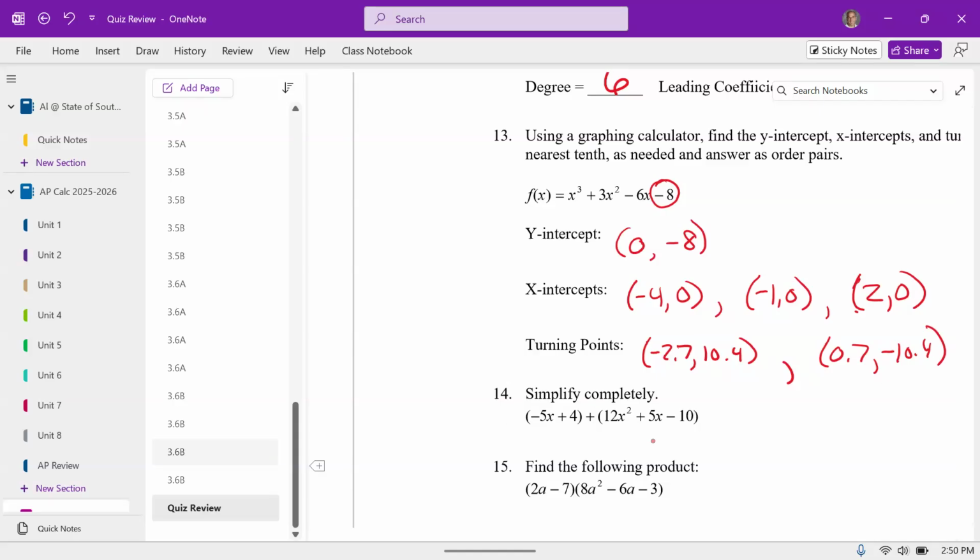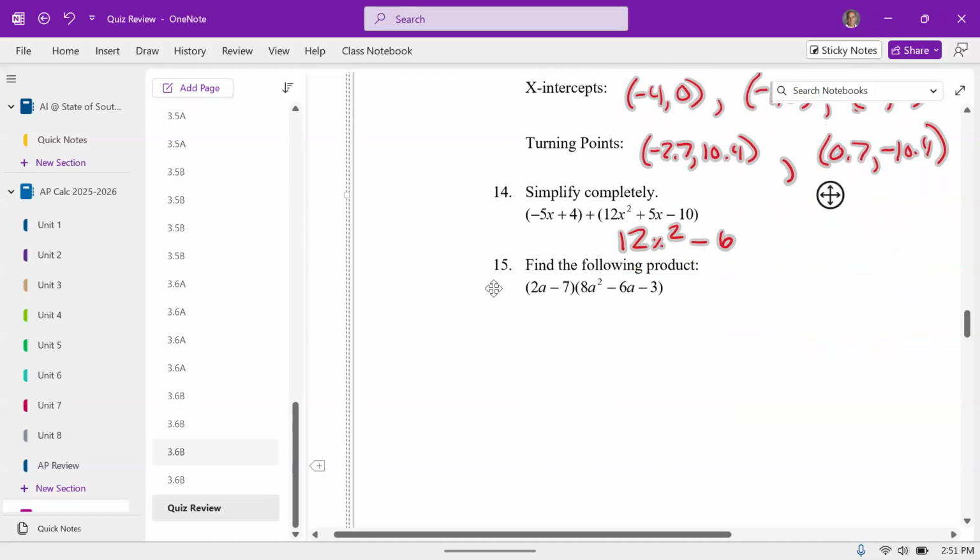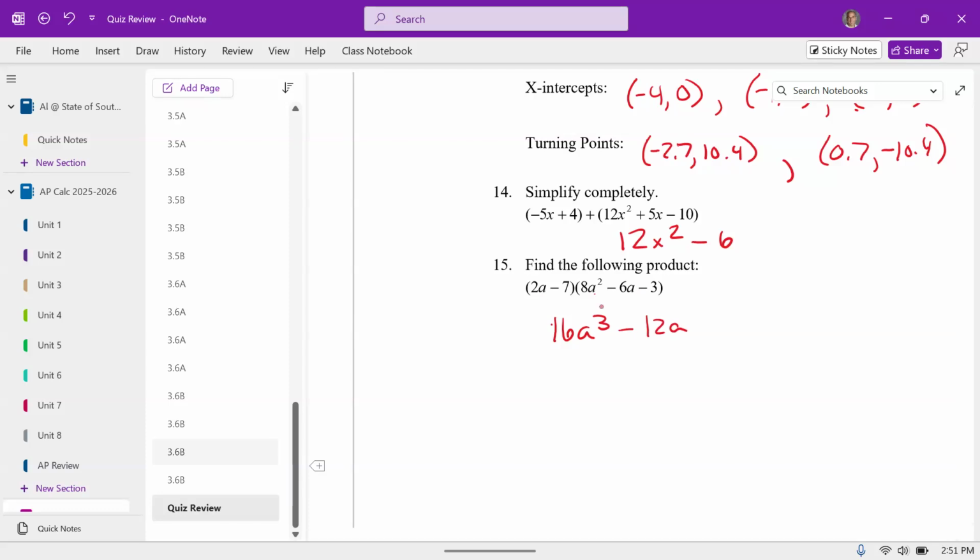All right, simplify completely. Just add like terms. 12x squared. The negative 5x and 5x cancel. 4 plus negative 10 is minus 6. Done. Find the product. Well, just FOIL. 2a times 8a squared is 16a cubed. 2a times negative 6a is negative 12a. 2a times negative 3 is negative 6. Then I'm done with my 2a.